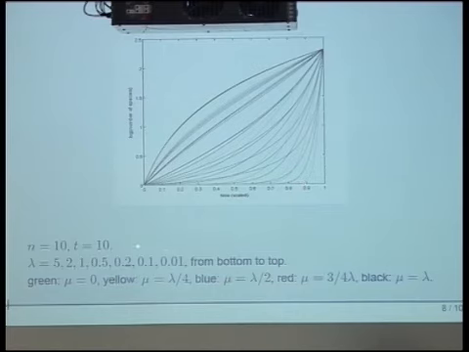And then we keep lambda at 5 and increase mu to lambda divided by 4, which would be the yellow line. So the lineage-through-time plots get less and less convex for increasing mu. And if you looked at what other people did in lineage-through-time plots, it looked the other way around.